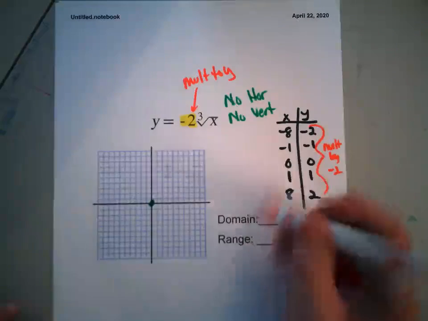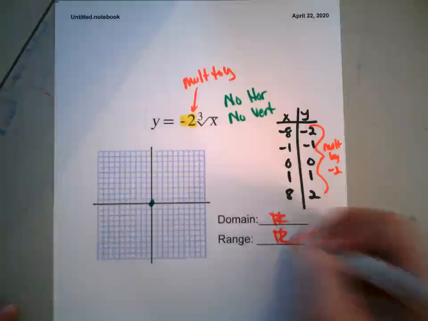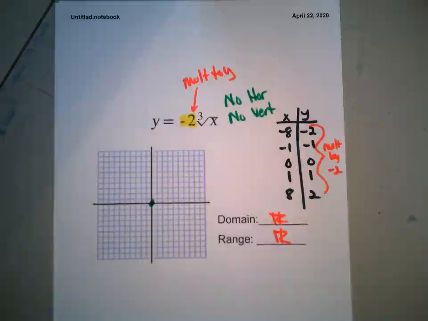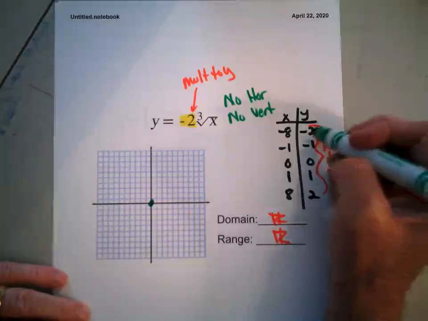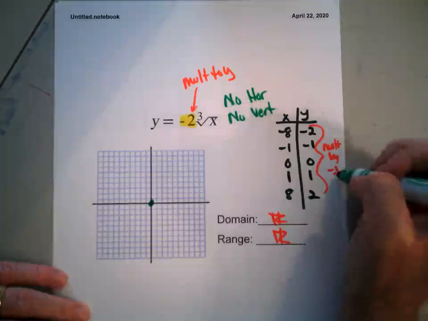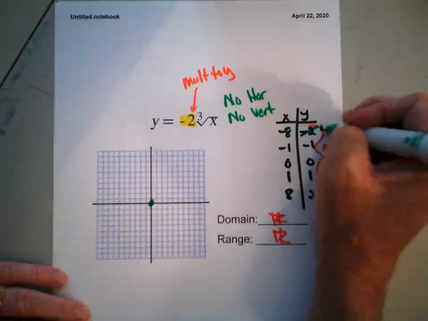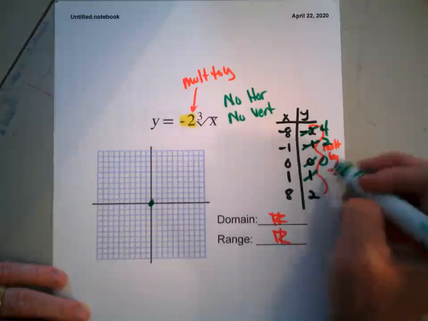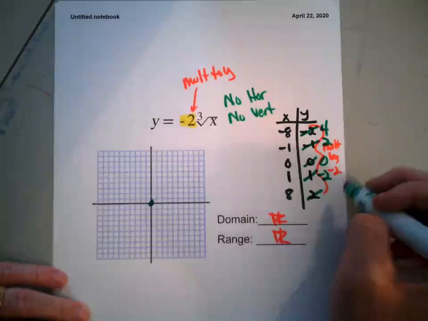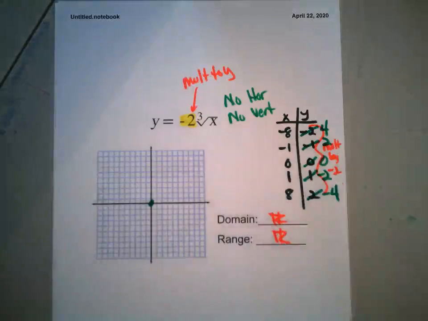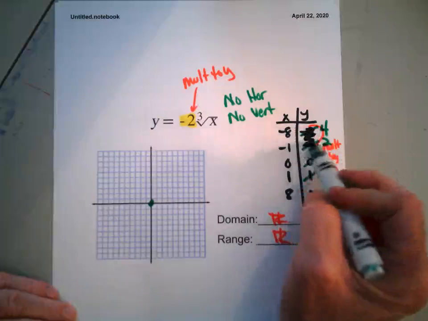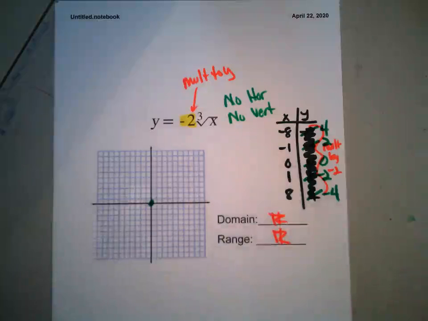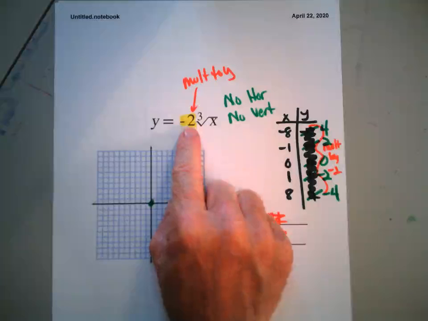If you want to, go ahead and fill in your domain and range, because it's cubic and it won't ever change. So now, let's see, we multiply negative 2, negative 1, 0, 1, and 2 by negative 2. So this becomes a 4. This is a 2. This stays 0. This is negative 2. This is negative 4. So we have new y values after we've multiplied by the a value, negative 2.